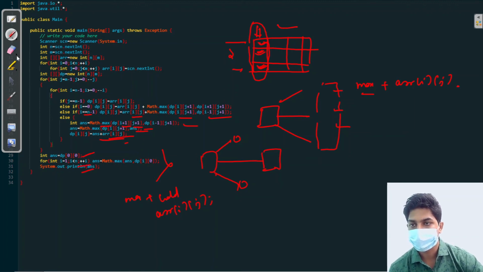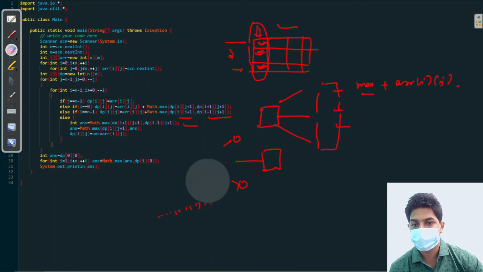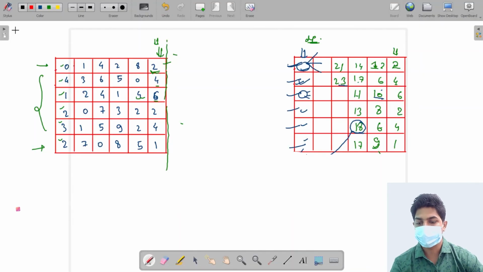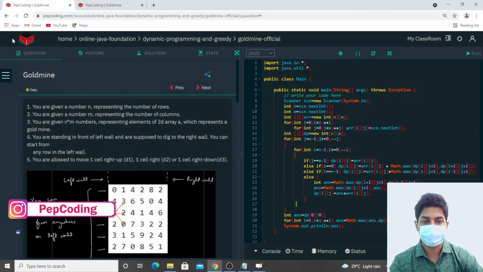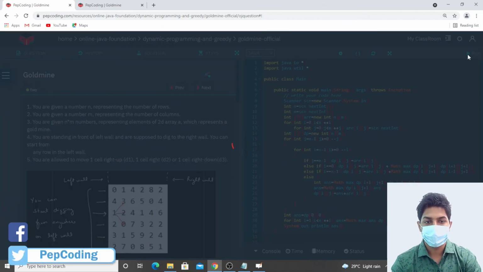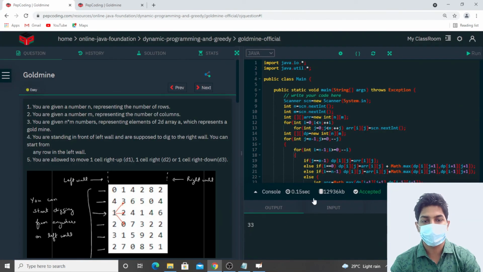Now let's try to run this code. Let's check whether whatever we have thought is correct or not. Let's try to run it. Let's see whether we have done it correctly or not. So it is giving the correct answer.